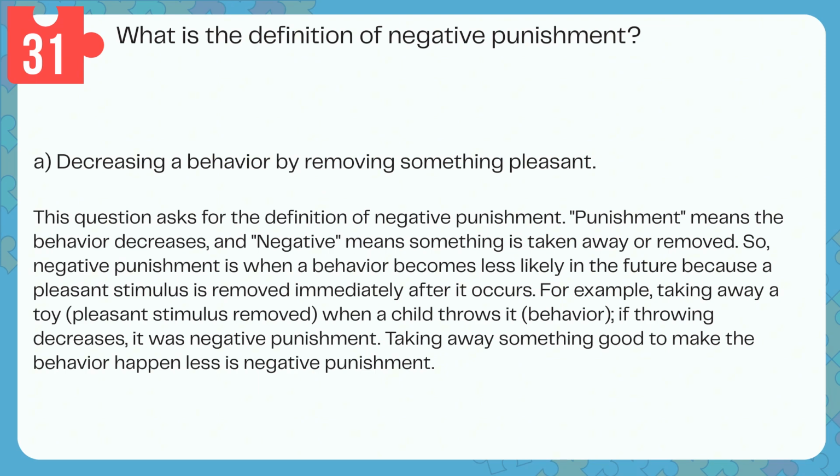This question asks for the definition of negative punishment. Punishment means the behavior decreases, and negative means something is taken away or removed. So, negative punishment is when a behavior becomes less likely in the future because a pleasant stimulus is removed immediately after it occurs. For example, taking away a toy, pleasant stimulus removed, when a child throws it, behavior. If throwing decreases, it was negative punishment. Taking away something good to make the behavior happen less is negative punishment.